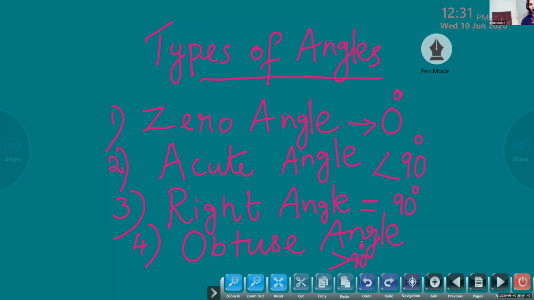Zero angle. Zero angle will be, that is, the final ray and the initial ray does not move. Initial ray does not move. That is 0 degree.